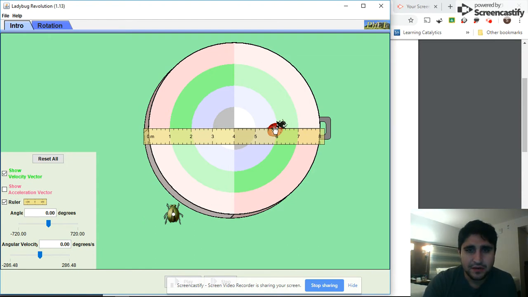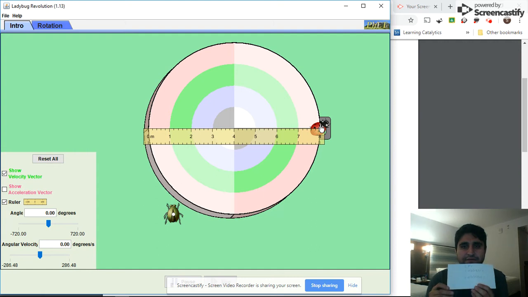Then when I move the bug over here to the end, that's 4 inches. So circumference is 2 pi times 4, and that's going to give me a circumference of 25.12 inches. That's the circumference. So let's talk about what that means exactly. We're talking about the arc length right here, the linear displacement, the linear distance, how much it moves.